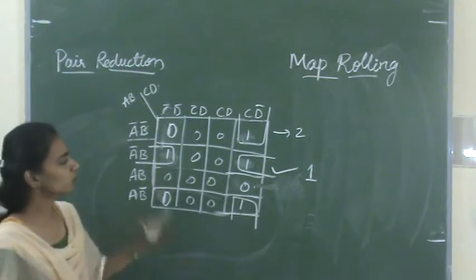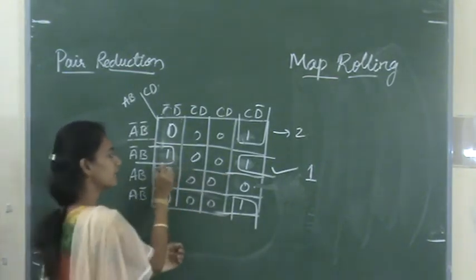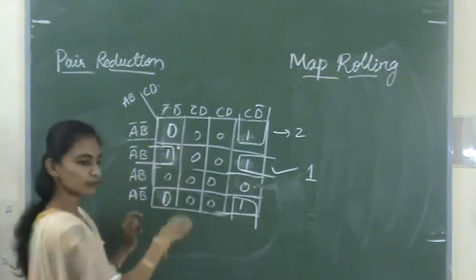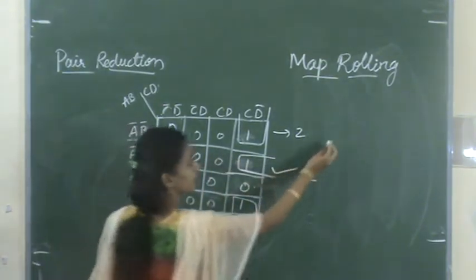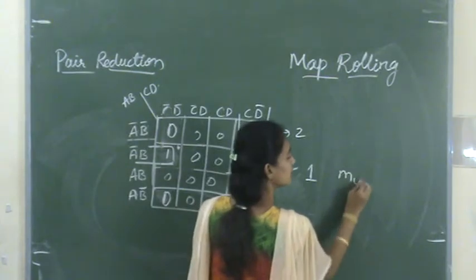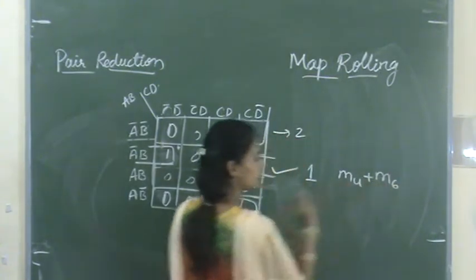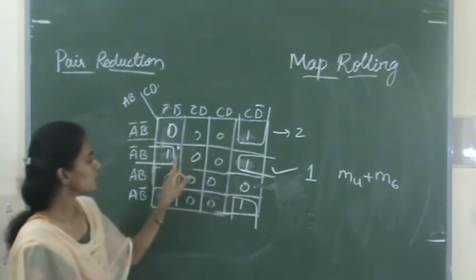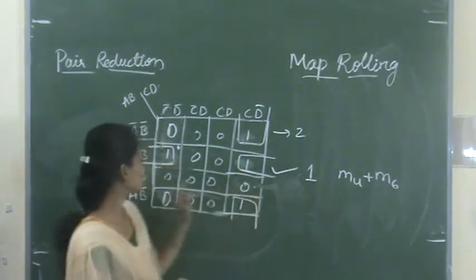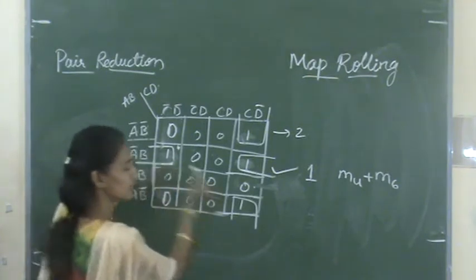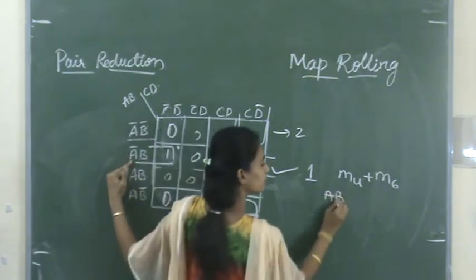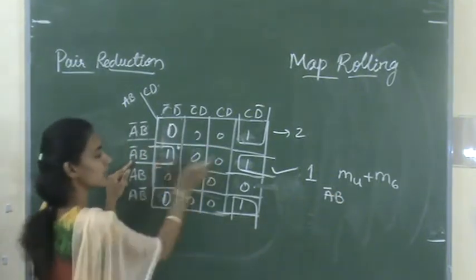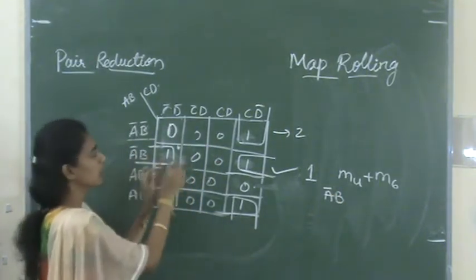Map rolling. So how to reduce this? Same, we are taking this and this. What is the value of this? M4, 5, 6, so for this one M4 plus M6, and 4, 5, 6, 7. So M4 and M6 we are adding. Here we have A bar B as a common factor. For this one and this one we have A bar B.